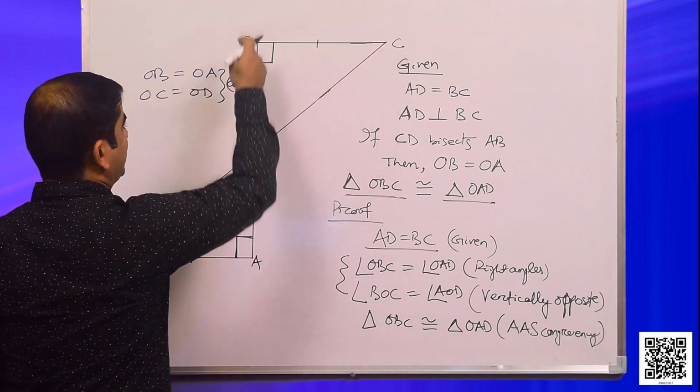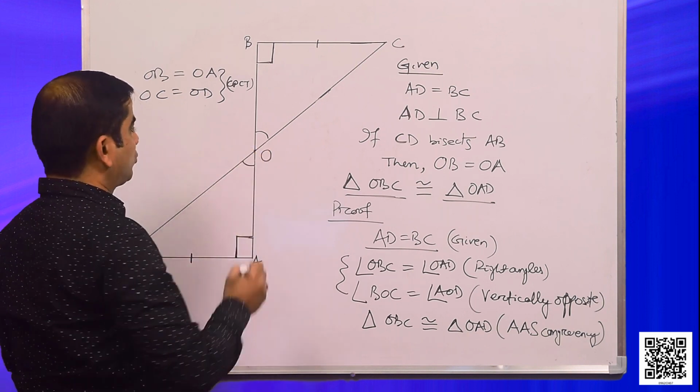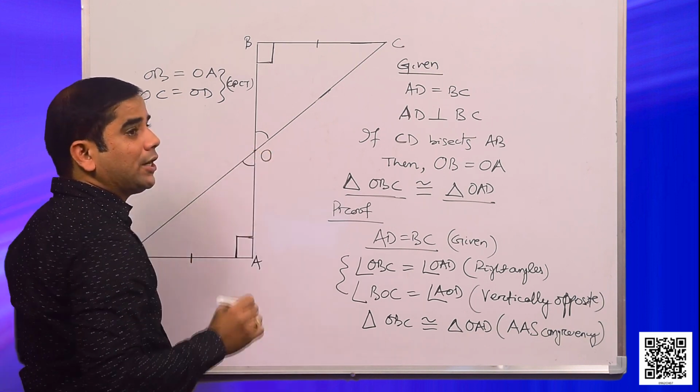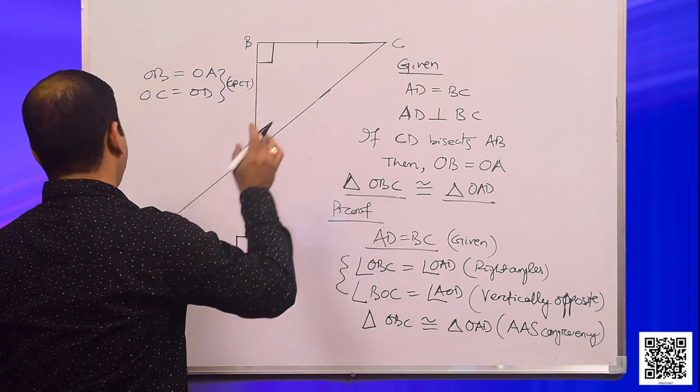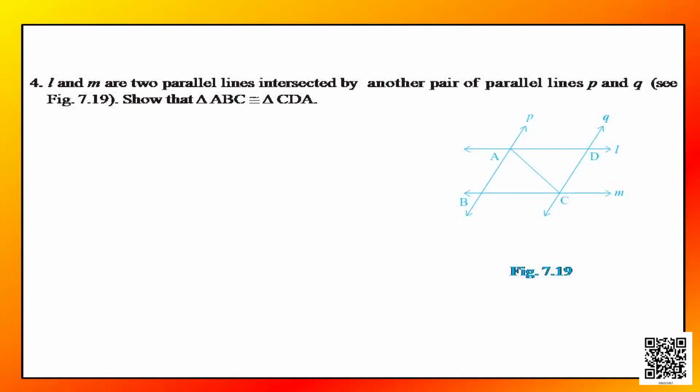CD bisects AB at which point? Point of intersection is O. So, now O is the point of bisection of CD and AB. Okay? Students, let us discuss question number 4. It says L and M are two parallel lines intersected by another pair of parallel lines P and Q. And it asks to prove that triangle ABC is congruent to triangle CDA.